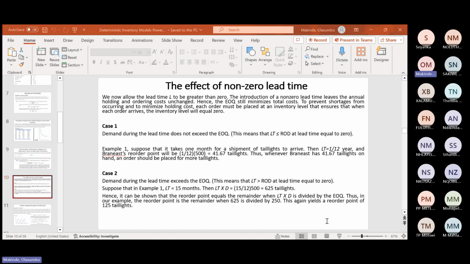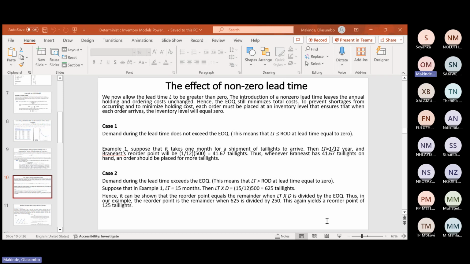The general formula for the reorder point is used when you are dealing with a case where the lead time is not zero. That's why you see most organizations use the EOQ formula as it is, and they use the formula EOQ over D, whereas their lead time is a particular value.